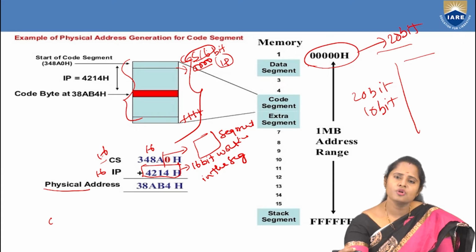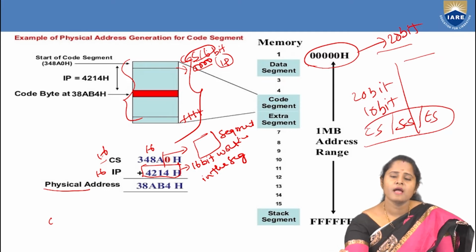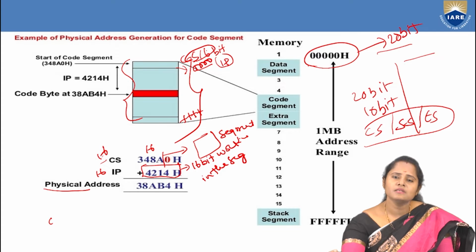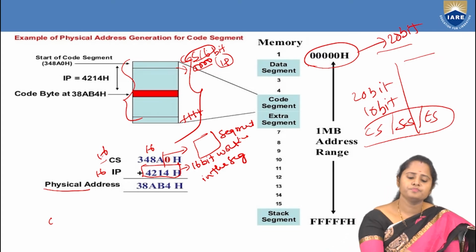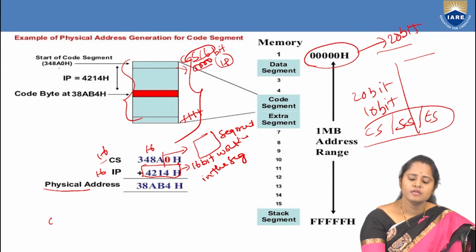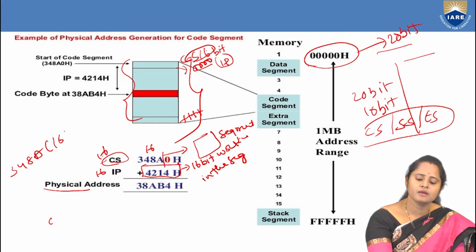So I need to know which logical segment I'm using. Either I'm using the code segment, or the stack segment, or the extra segment. That segment address, which is 16-bit, I need to know. And in that segment, which memory location I'm executing is denoted by the instruction pointer. Here the starting code segment address is 348A. So my code segment is having, suppose, 348A, which is a 16-bit address.